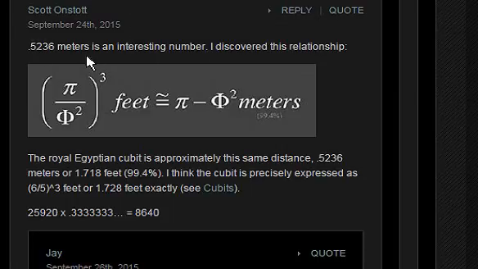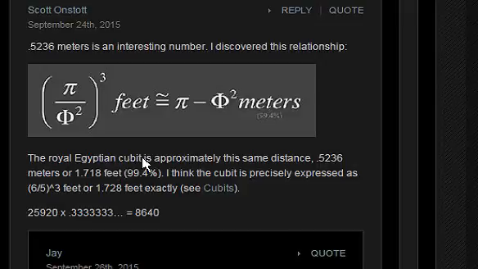Okay. 0.5236 meters is an interesting number. I discovered this relationship: pi divided by phi squared all over 3 feet is approximately pi minus 3 squared meters.